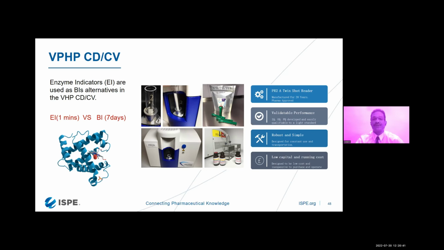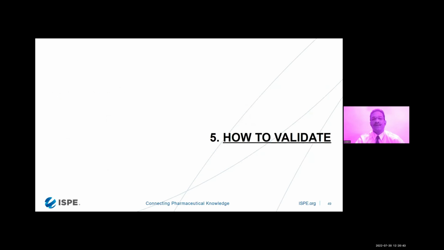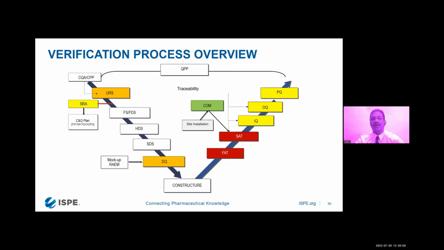Now coming to the last chapter of this presentation: how to validate. You will be going with a typical QPP, wherein the critical quality attributes are going to be listed on the left-hand side, and you will have the URS, which will be the first document you are going to make, and the URS has to be exhaustive.